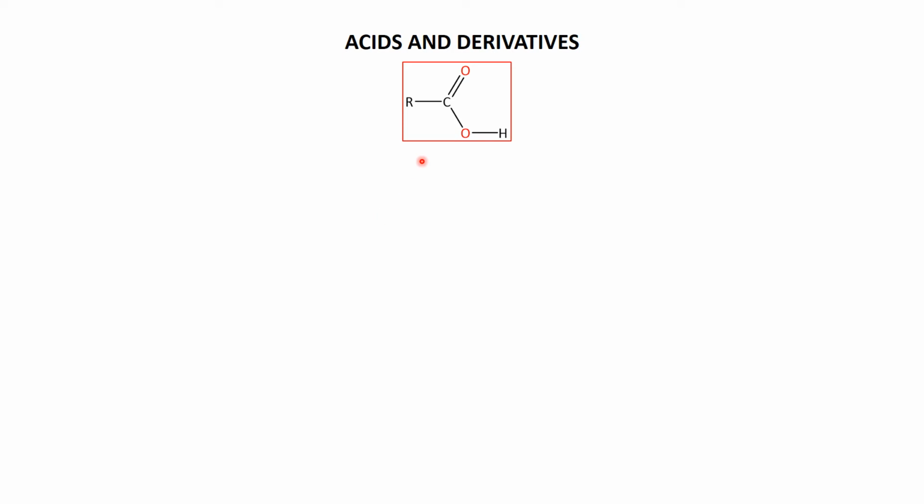The carboxylic acid group is a carbon double bonded to an oxygen, so it's that carbonyl group that we see in aldehydes and ketones, but also bonded to this OH. If you've got the carbon without the OH, it's an aldehyde or a ketone. The carbon with the double bond has to then also go to an OH to be an acid.